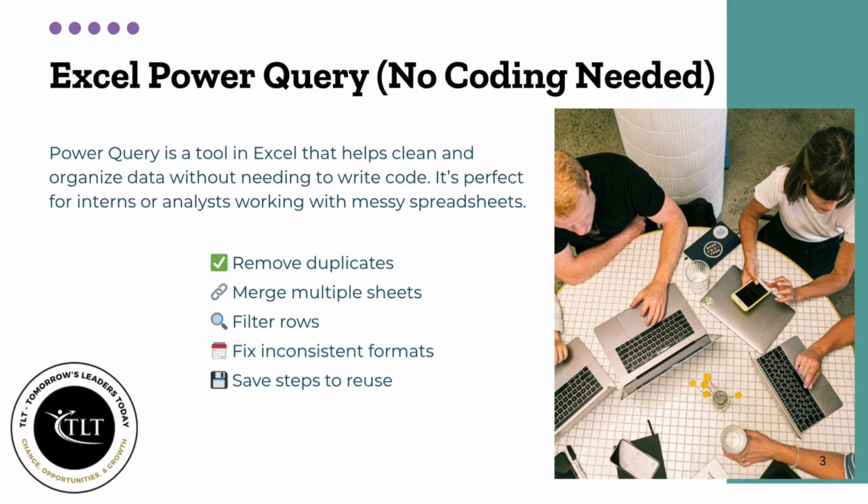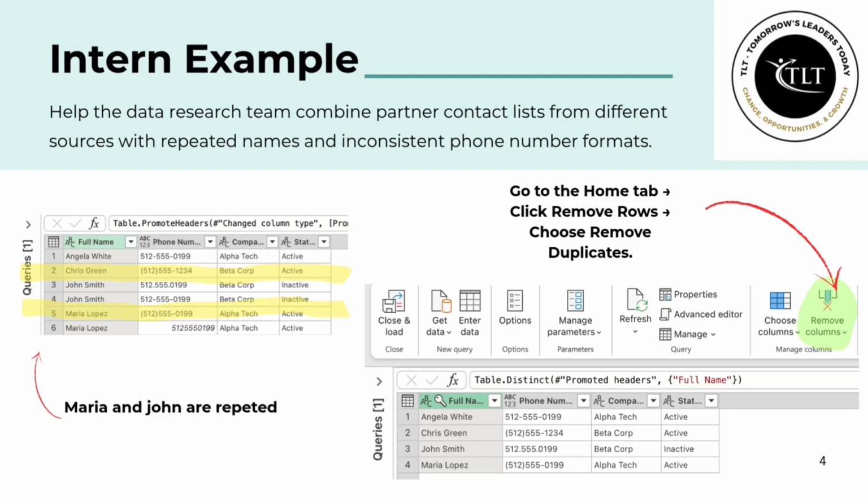You can use it to remove duplicates, merge multiple sheets into one table, filter out unnecessary rows, fix inconsistent formats like phone numbers or dates. Let's see the following example. Let's say you're helping the data research team to combine contact lists from different sources. You notice repeated names and messy phone numbers like in this table.